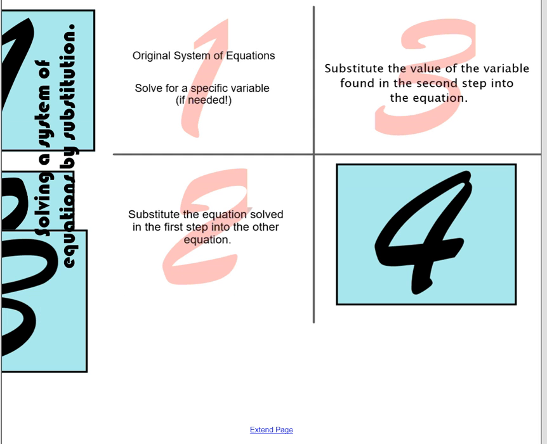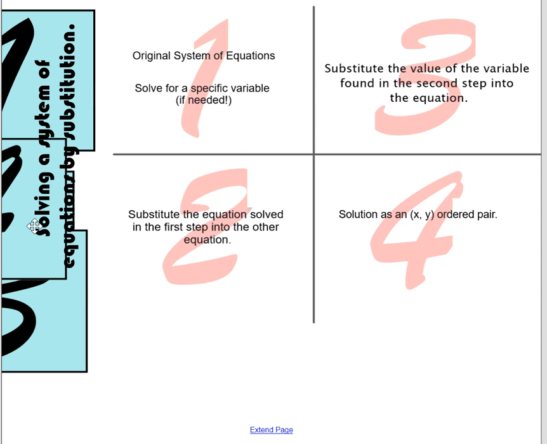Step 3 is to substitute the value of the variable found in the second step into the equation. Step 4 is to write your solution as an xy ordered pair. Now, this cross method that I use is not the only method to use for solving by substitution, but I feel that it is the easiest way to organize your thoughts. Let's go ahead and see what that looks like.